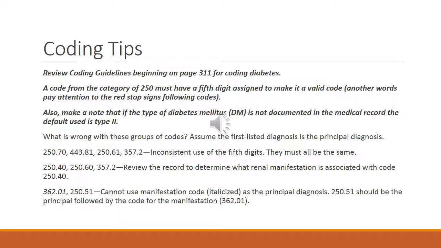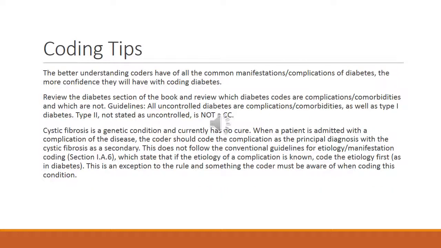In the final group, you see the first code is italicized. What's wrong with this set is that you cannot use the manifestation code, which is the code in italics, as the principal diagnosis. 250.51 should be the principal, followed by the code for the manifestation, which is 362.01.